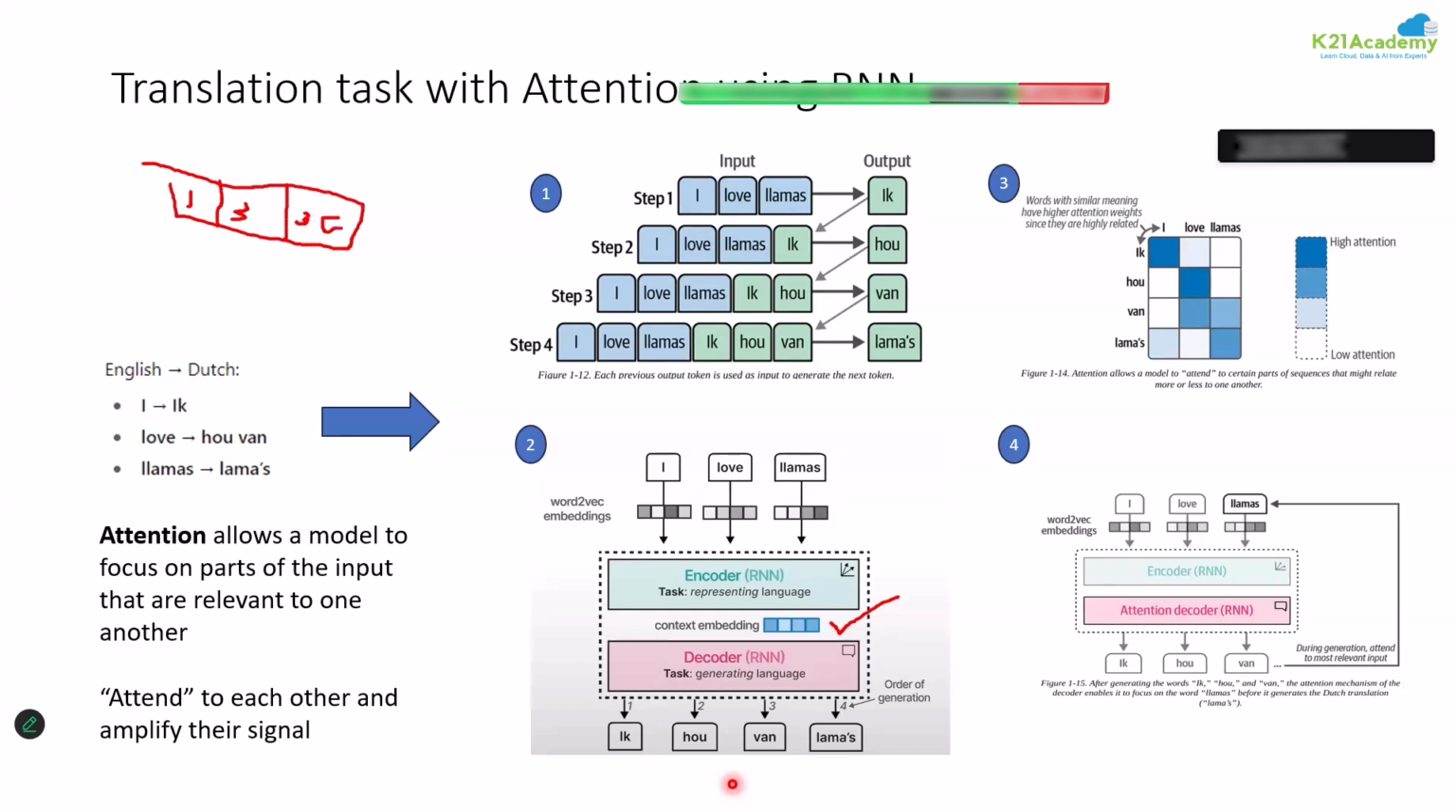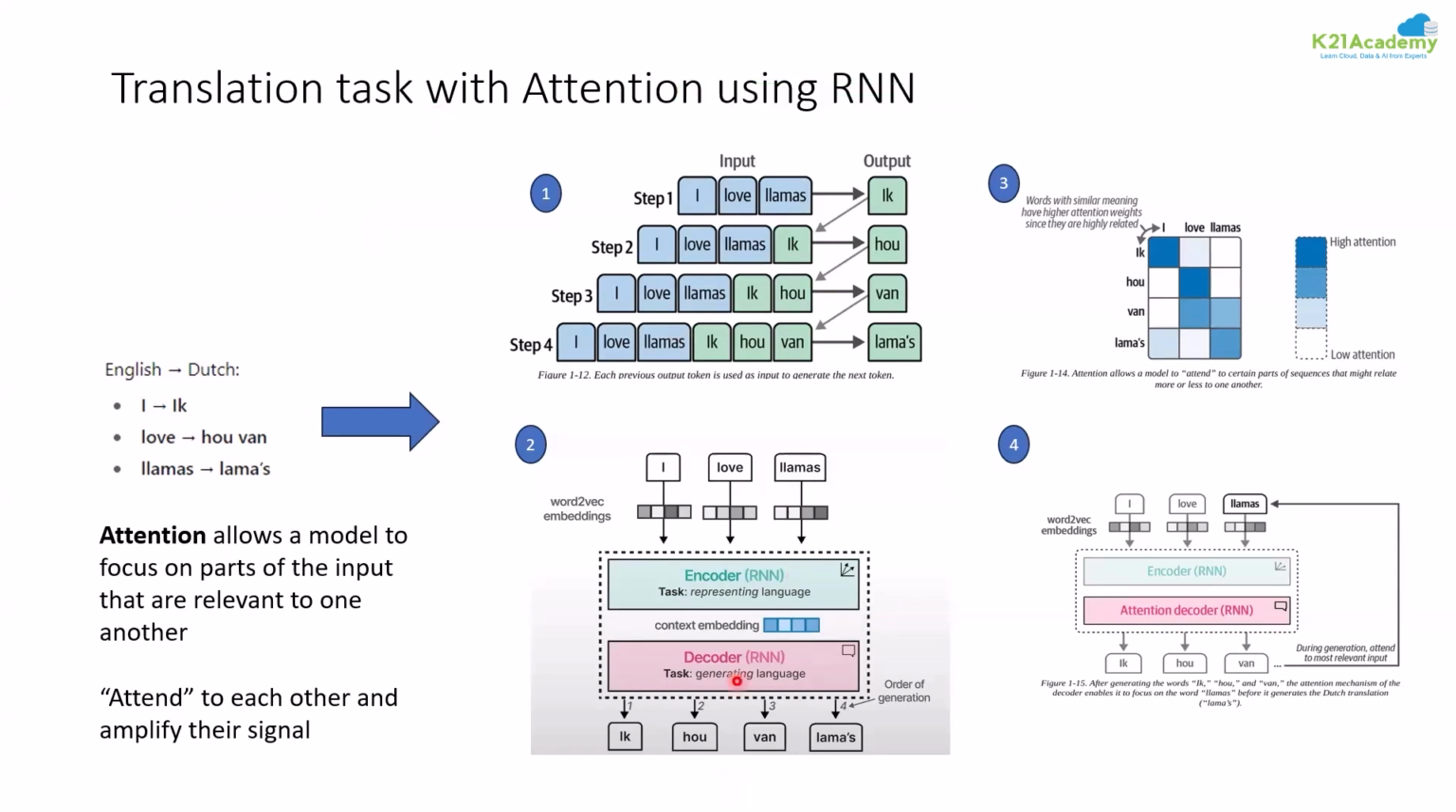So what I'm trying to help you understand here is, this is 3.5. Each word, whatever is there, will be represented as a context embedding. Now, what is context embedding? Just see this.